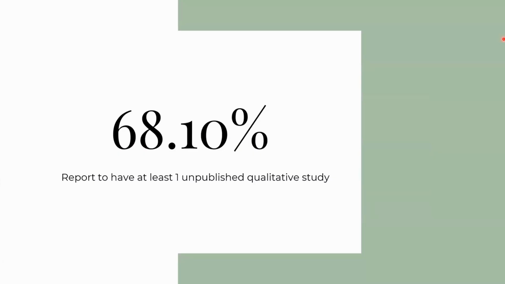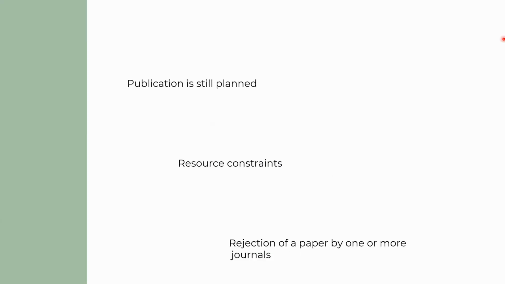The most striking finding of our survey is that around 70% of the participants said to have at least one qualitative study that was not published at all. Around half of the participants said that they had at least one qualitative study that was not published in a scientific journal. When we asked them about the reasons for non-dissemination, they said that the publication is still planned, that they had resource constraints, or that the paper was rejected by 1 or more journals.